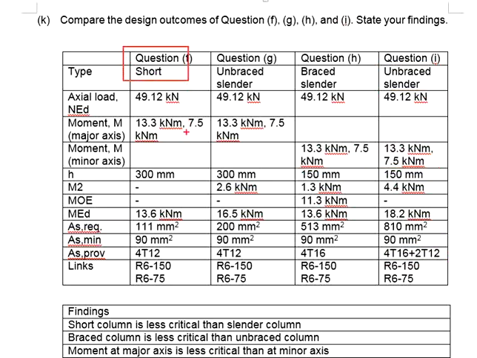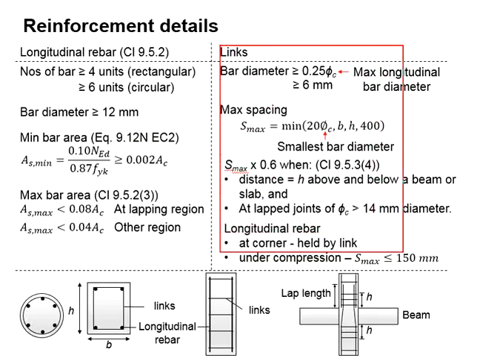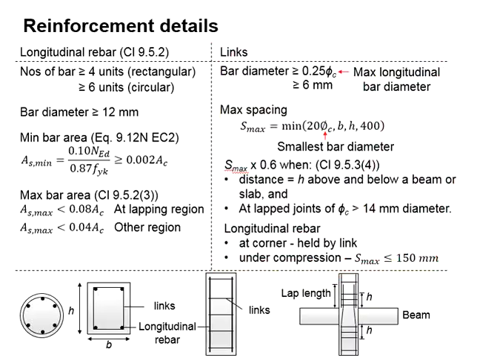Short column with the moment acting in the major axis will be the least critical, as implied by the AS required. You will see the area of reinforcement bar required increases over different load cases. And then the spacings will be the same. No change since they are referring to the same set of requirements.